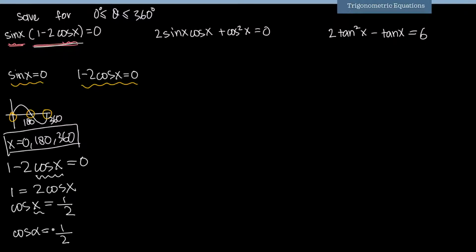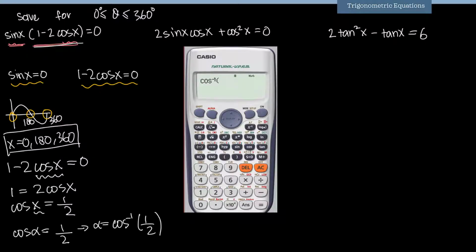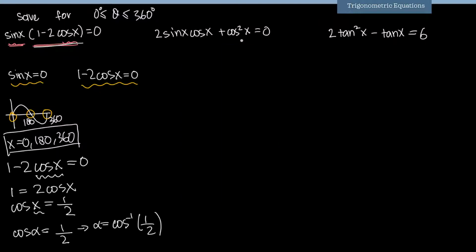To separate out alpha, I'll send cosine to the other side, so alpha is equal to cosine inverse of 1 upon 2, and if I use a calculator, cosine inverse of 1 upon 2 comes out to be 60 degrees. So my reference angle alpha is equal to 60 degrees. Now if I draw my 4 quadrants, cosine x equal to 1 upon 2 means the cosine function is positive, and cosine is positive in the first quadrant and in the fourth quadrant. My reference angle is going to be this alpha and this alpha.